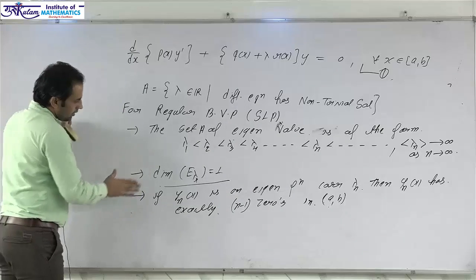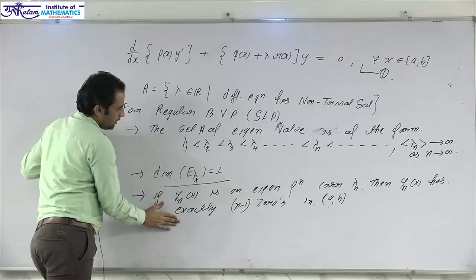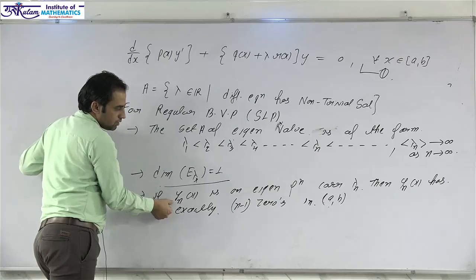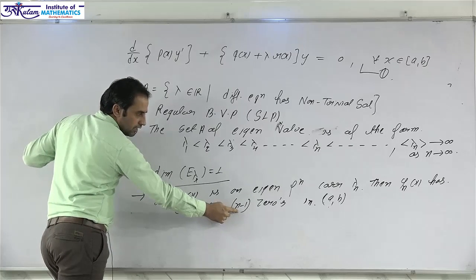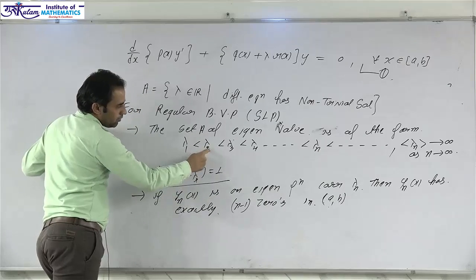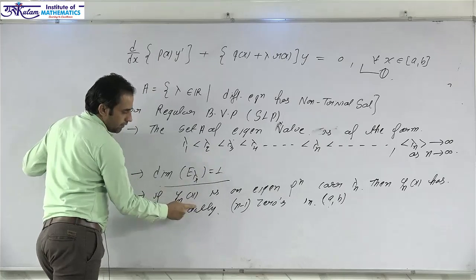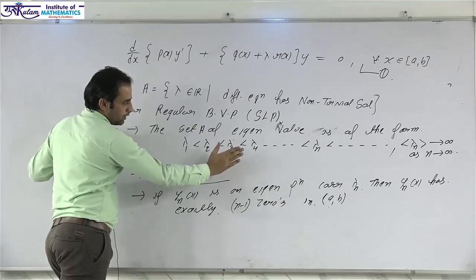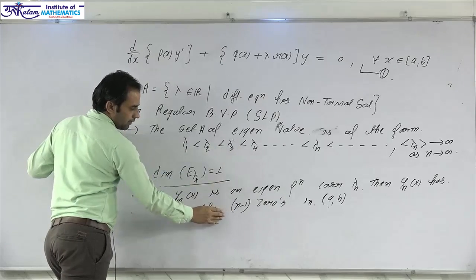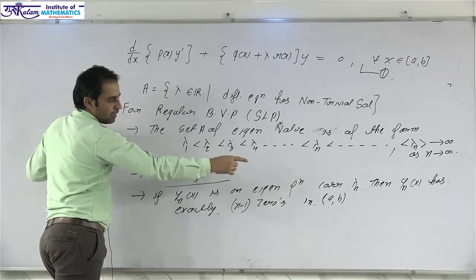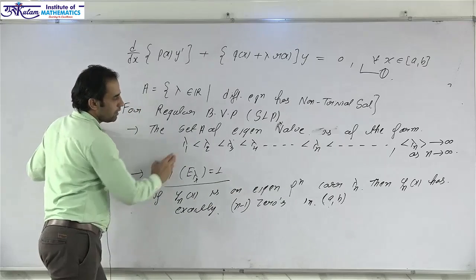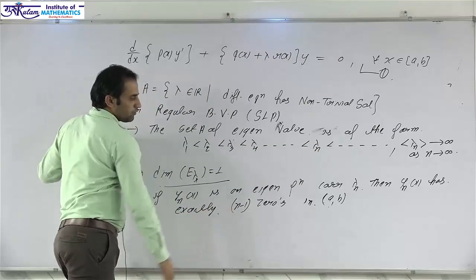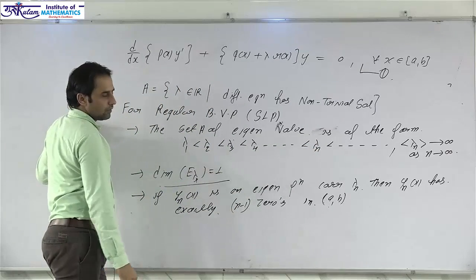So by this property, corresponding to lambda 1, the eigenfunction does not have any zero since n equals 1. Corresponding to lambda 2, every eigenfunction has exactly 1 zero in the open interval AB. Corresponding to lambda 3, every eigenfunction has 2 zeros in the open interval AB. Similarly, corresponding to lambda n, there are exactly n minus 1 zeros in the open interval AB.